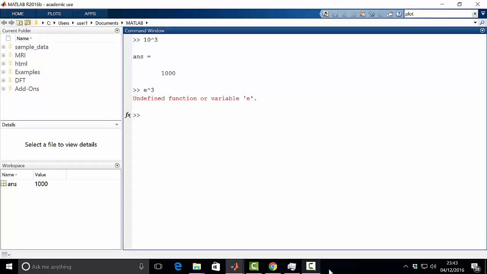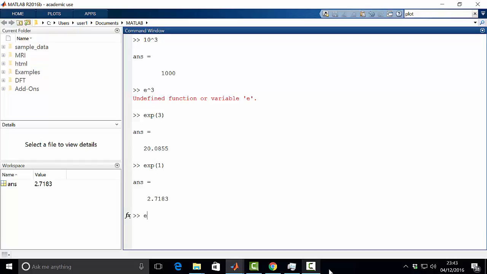We need to use the inbuilt exponential function, which is called exp. We can type exp of 3 to get the result that we want. Typing exp of 1 gets us the value of the constant e.